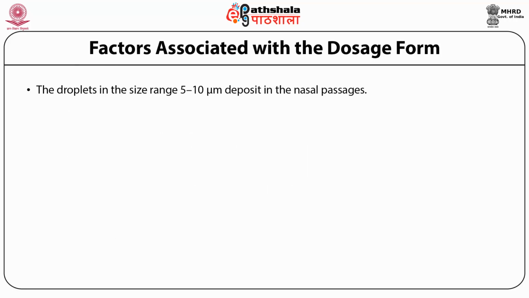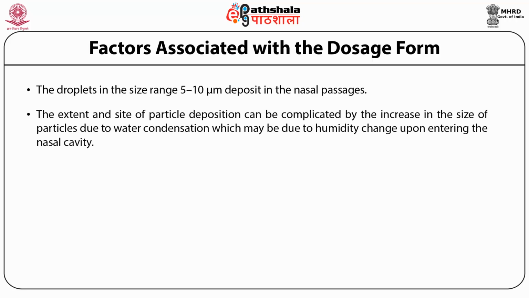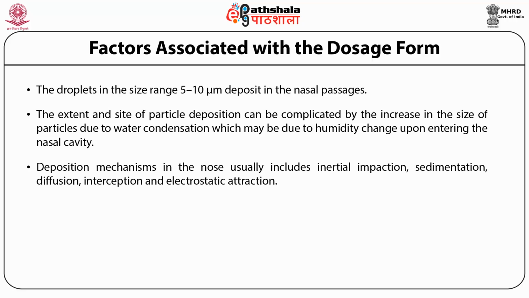The droplets in the size range between 5 to 10 micrometers deposit in the nasal passages. The extent and site of particle deposition can be complicated by the increase in the size of particles due to water condensation, which may be due to humidity change upon entering the nasal cavity. Deposition mechanisms in the nose usually include inertial impaction, sedimentation, diffusion, interception, and electrostatic attraction.